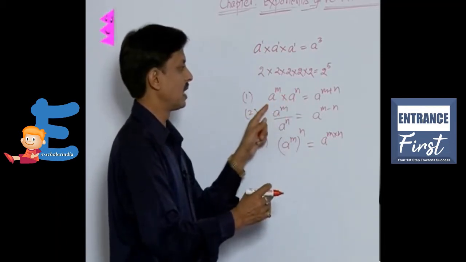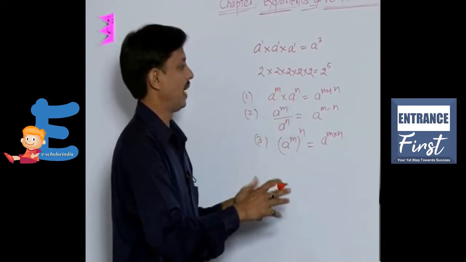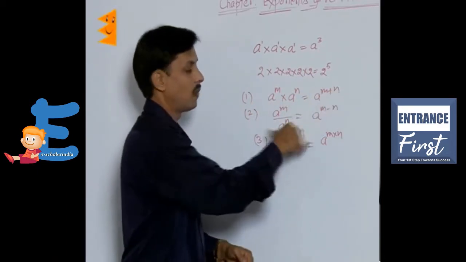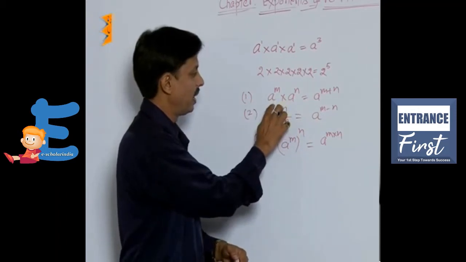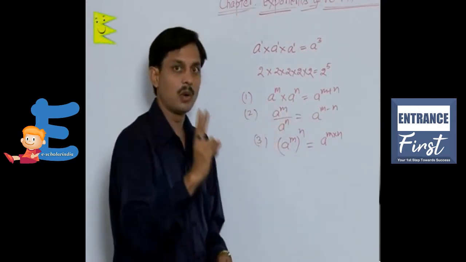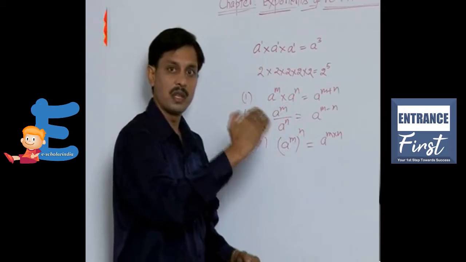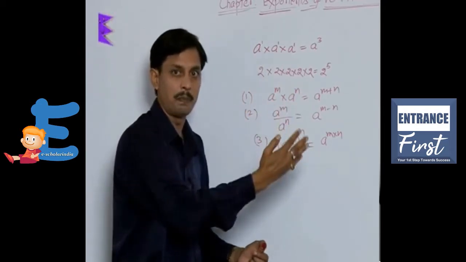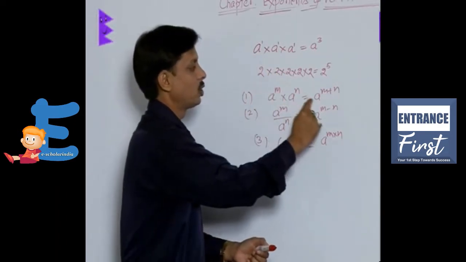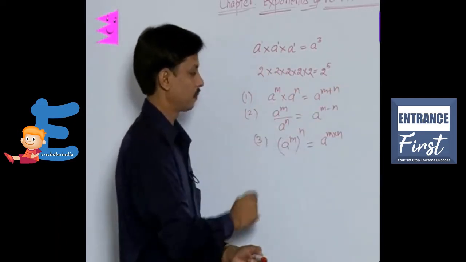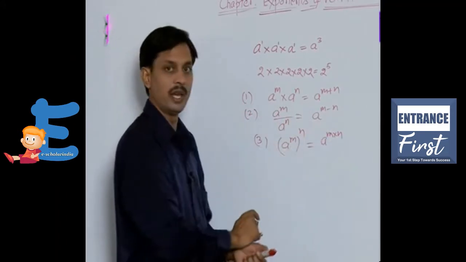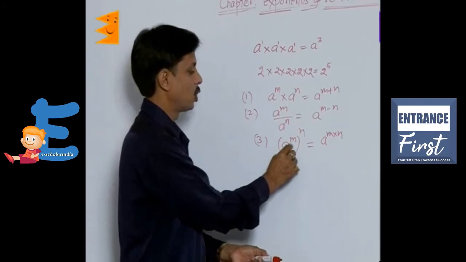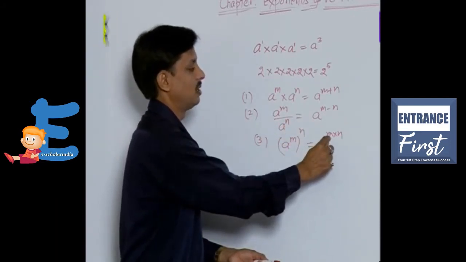So, if the bases are the same, the powers are different and the operation is product, the answer is the same base and the sum of all powers. It is not mandatory that we will limit it to only two products. There may be a to the power m into a to the power n into a to the power p. Then the answer will be a to the power m plus n plus p. In division, powers need to be subtracted. In the exponent, like a to the power m raised to the power n, the answer is a to the power m into n.